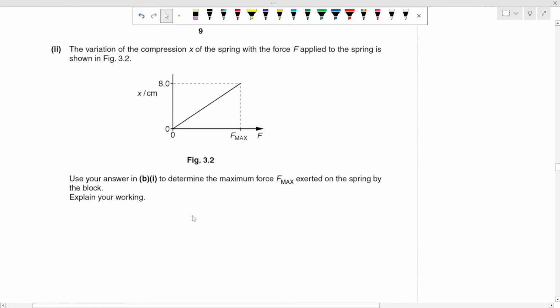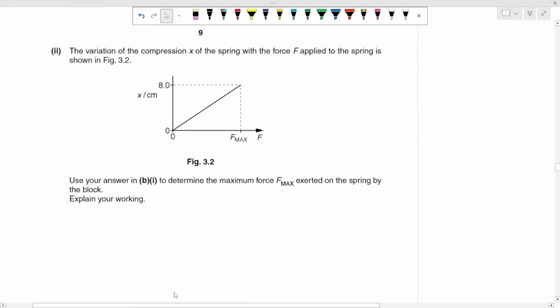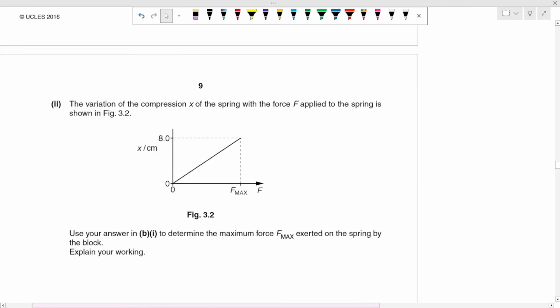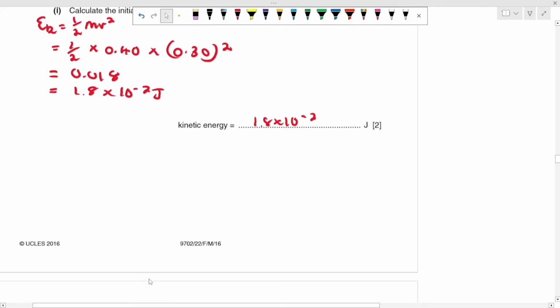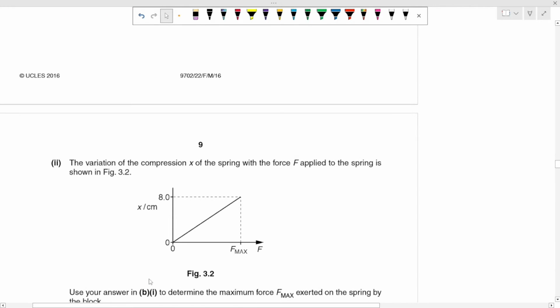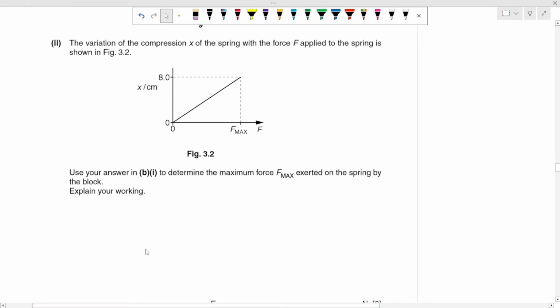1.2. The variation of the compression of the spring with the force F applied is as shown. Use your answer in B1, which is the kinetic energy, to determine the maximum force F max exerted by the block. So I want you to see something here. We've been told that it slides along this surface, right? And then it sort of decelerates. So it means that the initial kinetic energy that we had is used to compress the spring.